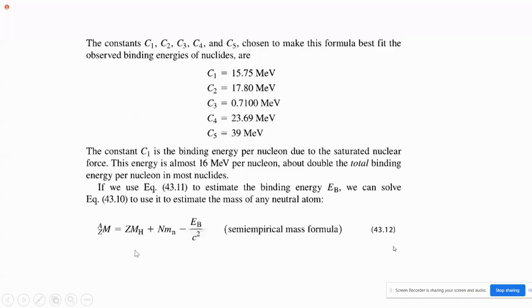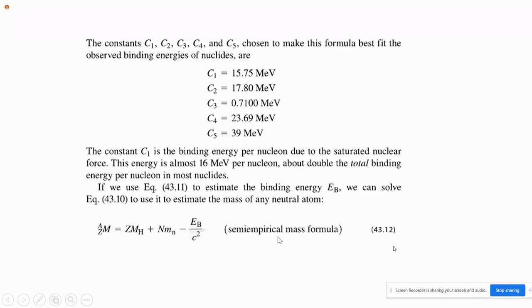This semi-empirical mass formula is given based on this binding energy. After estimating this binding energy, you can substitute here and estimate the mass of any neutral atom. So we are going in a different manner. Here, binding energy by using this formula, after knowing A, after knowing Z and all these C1, C2, C3 up to C5, and then substitute here, you will get the mass of any neutral atom. This formula is called the semi-empirical mass formula.